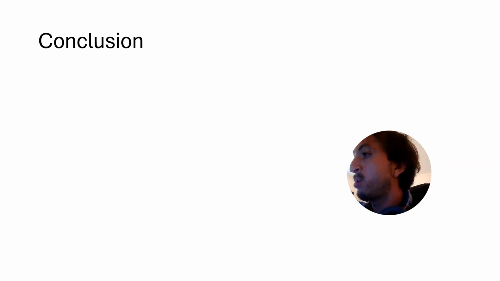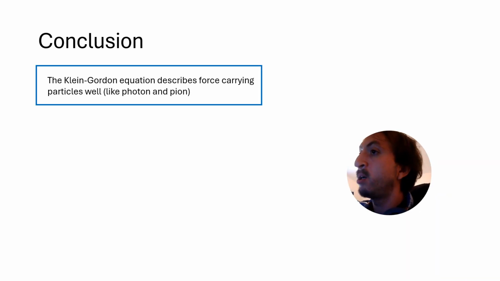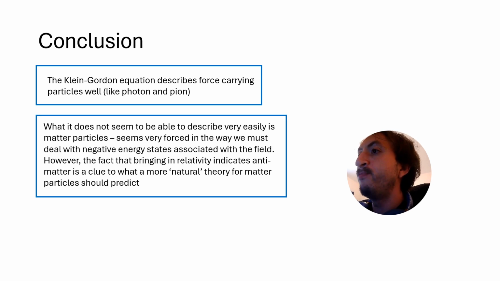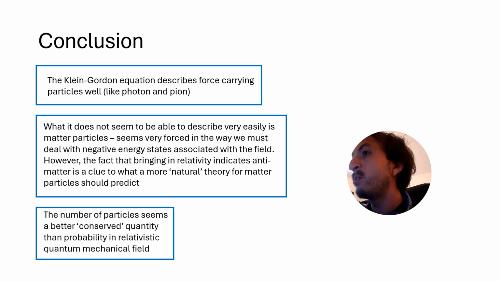So to summarise what we have done, the Klein Gordon equation describes force-carrying particles well, so things like the photon, and also the pion. But it doesn't seem to describe matter particles very well. However, it does lead to the idea of antiparticles, which is a good thing, because we'll see that when we look at more natural ways to do relativistic quantum mechanics.